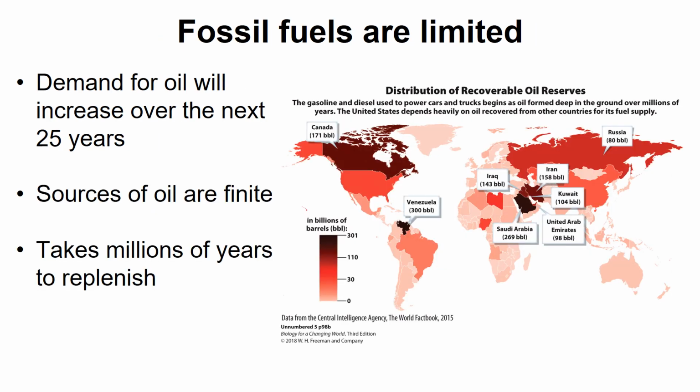Now, according to statistics, the demand for oil will increase over the next 25 years. And the reason for that is because the population on our planet is increasing. We all are basically using cars, planes, or any other form of transportation in order to get to places. So those cars, those planes, those buses are powered by fossil fuels.